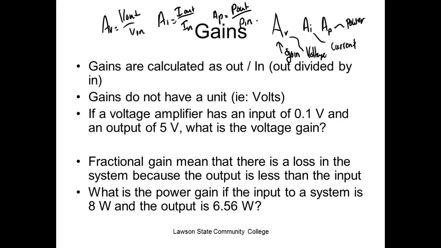If a voltage amplifier has an input of 100 millivolts and an output of 5, what's the gain? How did you come up with 4.9? I would take 5 volts and divide it by 0.1 volt. Gain is out over in. It's out divided by in. So what would my gain be? Yeah, my gain would be 50.